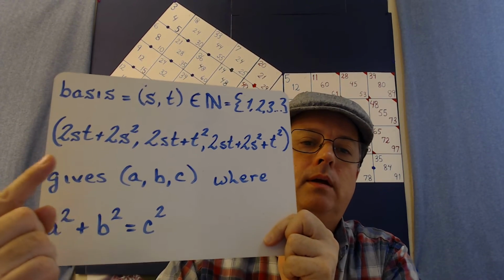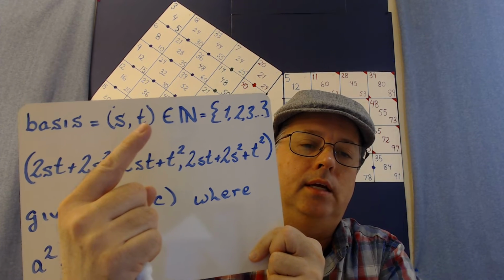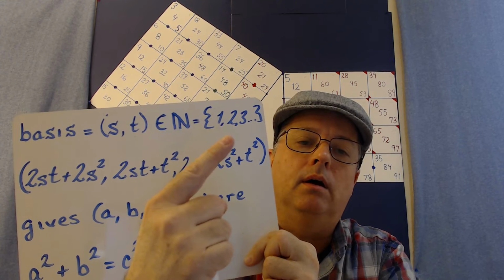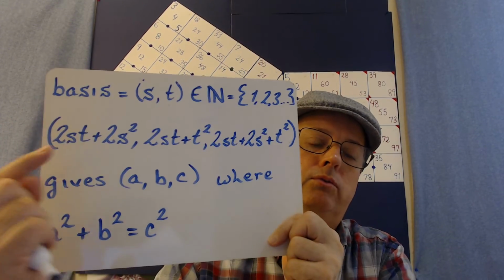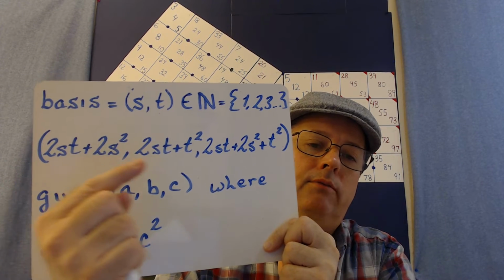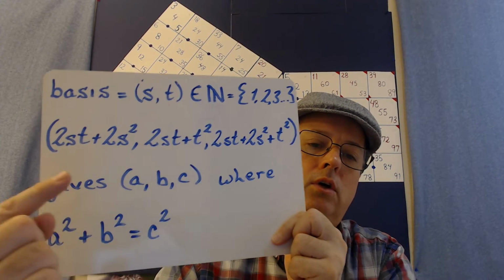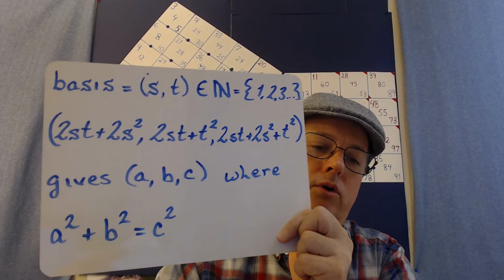And so when you have two values, s and t, pair values, where s and t are elements of the natural numbers, the counting numbers, 1, 2, and 3, if you plug in an s value and a t value into these algebraic expressions, you'll always get an a, b, and c, where a squared plus b squared equals c squared.